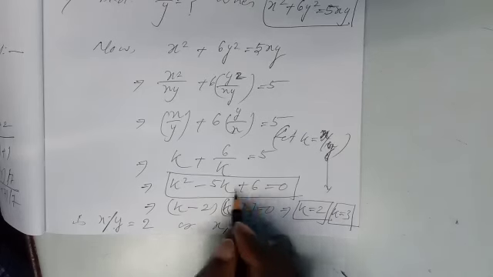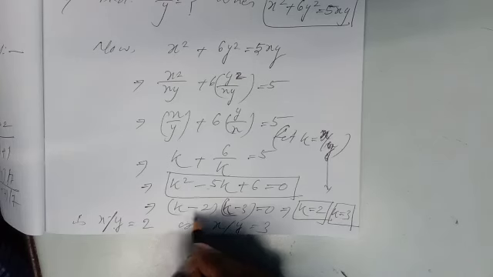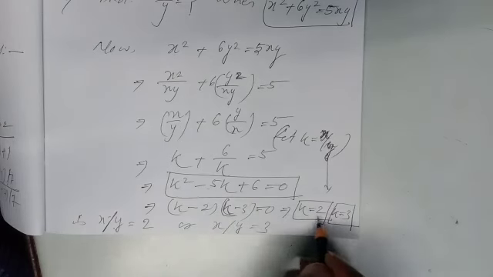Your middle terms will be 3 and 2. Multiplication will be plus 6, addition is minus 3 and 2. That means (k − 2)(k − 3) equal to 0. In this way, k equal to 2 or k equal to 3.